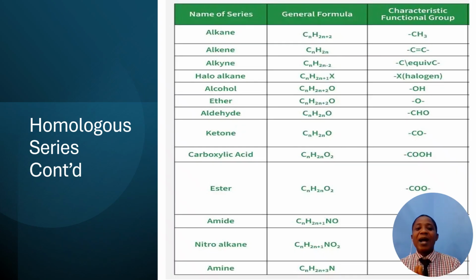Then you have haloalkanes. Halo means a halogen group being attached to an alkane group. So which means you are going to have a halogen. Give me an example of halogen: chlorine, fluorine, bromine, iodine, etc. Those are group 7 elements. So when they are attached to an alkane, then we call them haloalkanes. So that's the reason why you see that X representing a haloalkane group.